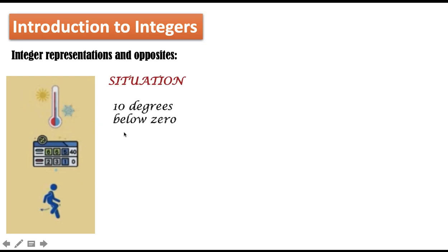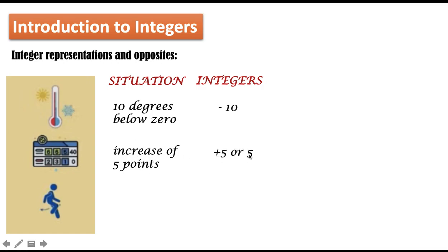So let's say the temperature is 10 degrees below 0. This can be represented in integers by negative 10. It is negative 10 because of the word below. Let's say in a scoreboard, in a game for example, there's an increase of 5 points. Because of the word increase, the representation is positive 5 or simply 5. If a non-zero number doesn't have a sign, that is considered positive.